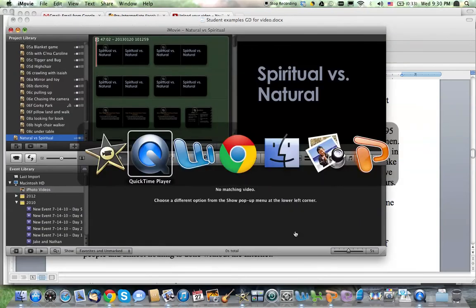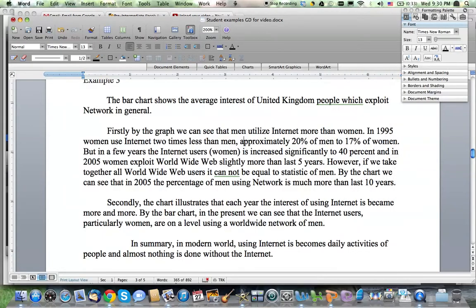So, we're going to example number 3. The bar chart shows the average interest of United Kingdom people which exploit network in general. Here we have an example of using too many synonyms that are just not quite right. So, what can we do instead of people here? Let's try citizens, or residents, who, and then we have a synonym for the word use.